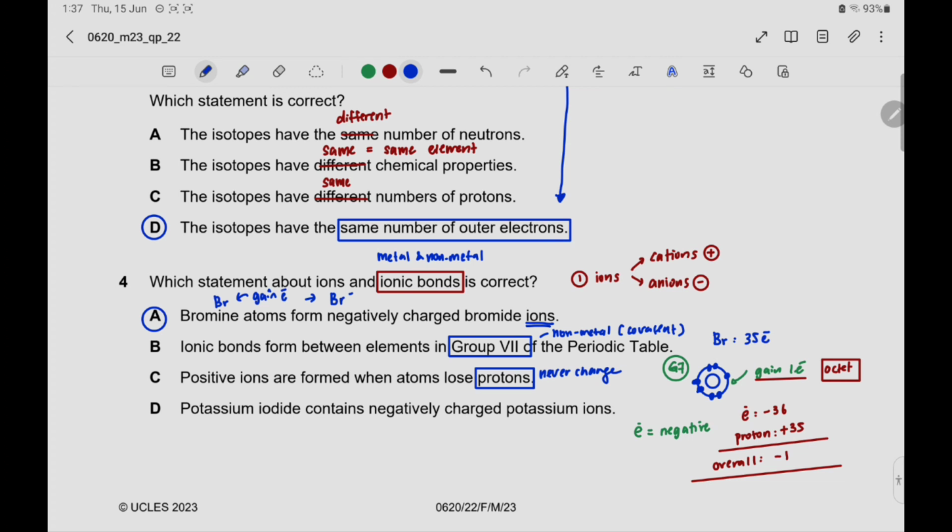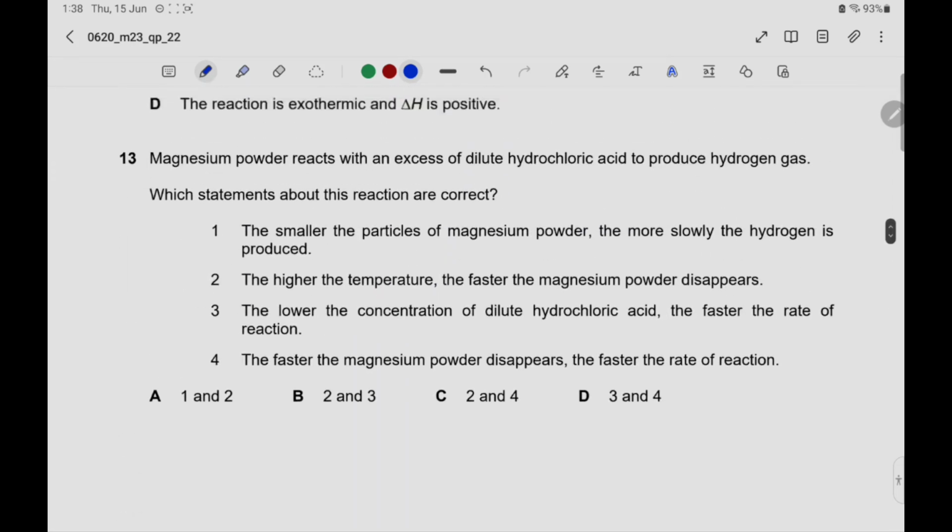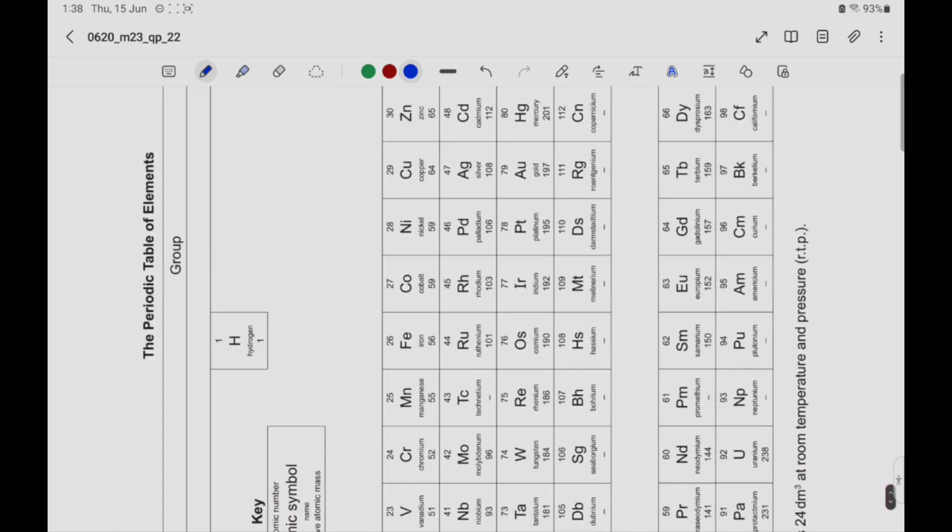And potassium iodide contains negatively charged potassium ions. No way. Potassium is group 1. Today, if your potassium is group 1, it means you have a lot of shells, and the last shell has 1 electron. So it's definitely easier to lose 1 electron. Correct? So actually my proton number is positive 19. So electrons, if I lose 1, I turn into negative 18. So the overall charge is positive 1. So if you find it difficult to memorize, don't worry, go to the periodic table. Every time you receive the paper, write it there.